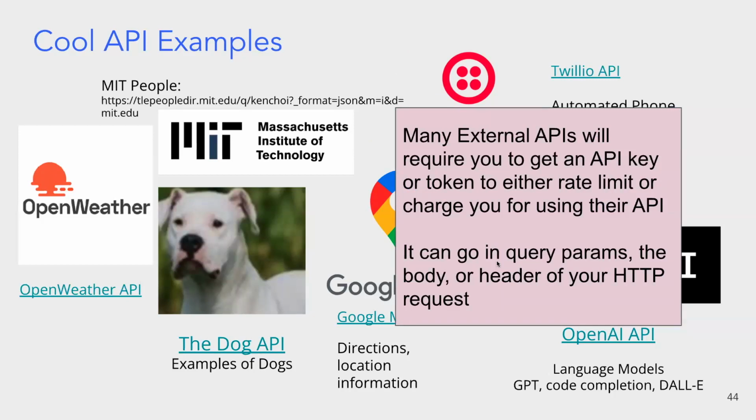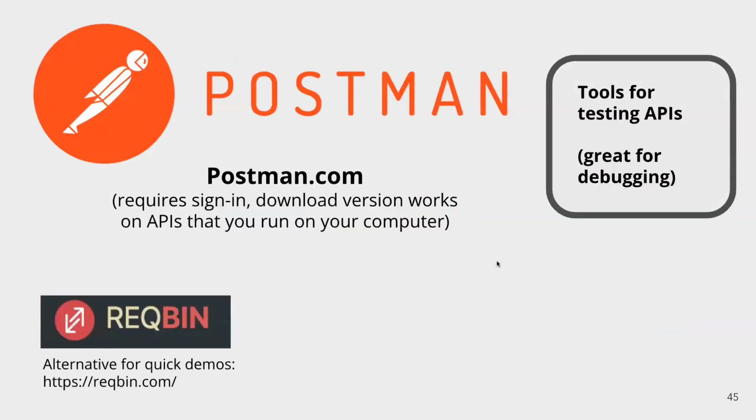or the body or the header of your request, depending on what the API says. You'll have to check the documentation. All of these APIs are documented. So if you wanted to use one, you could look up the documentation and figure out what you need to pass in to get what you want out of it, as well as what functions or endpoints exist for you to use.